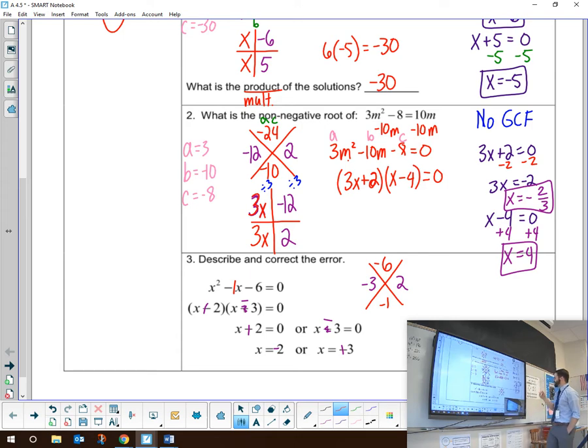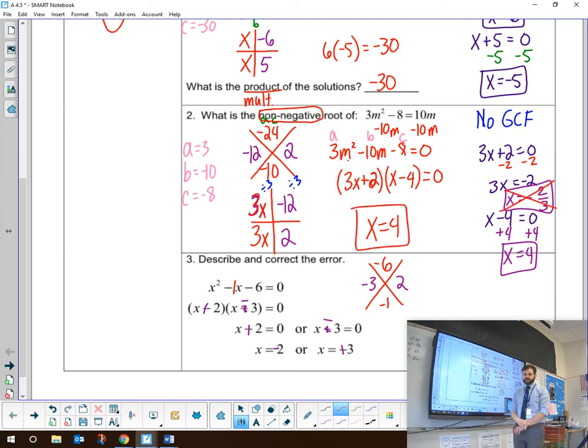So here are my two answers, x equals negative 2/3 and x equals 4. And we have to always pay attention and look back at what my question is asking me. This time my question is asking, what is the non-negative root of this answer? Remember, root is just another name for my solution, my answer. And so x equals 4. That is the non-negative one. So that's going to be my final answer, and we're not going to use negative 2/3.